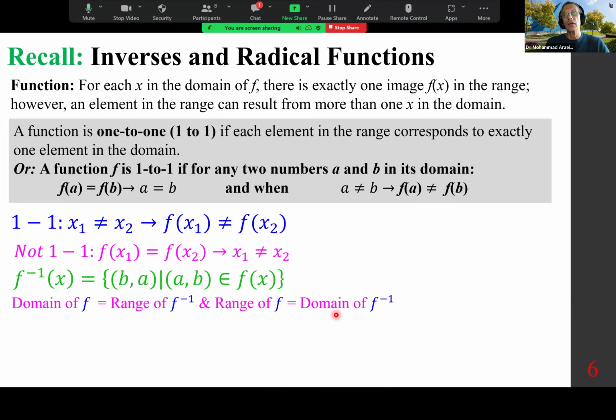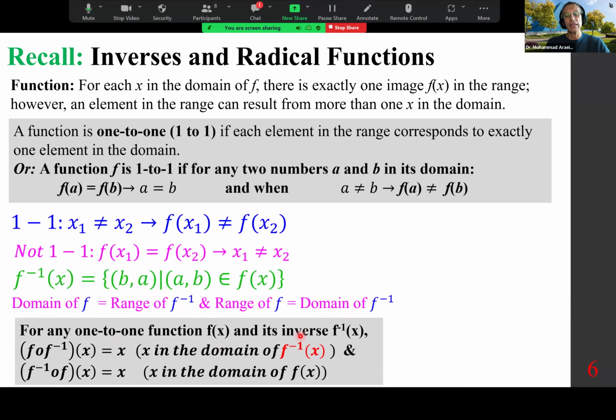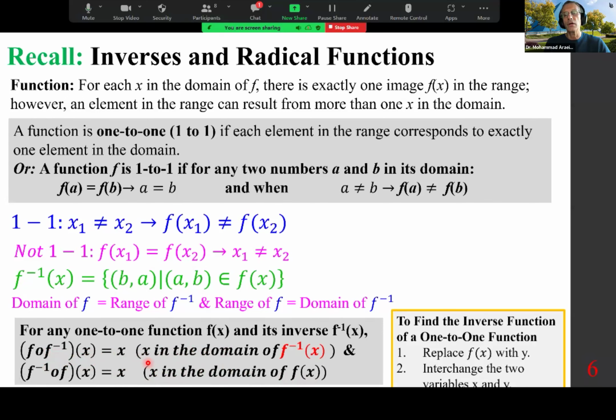Domain and range interchange. For any one-to-one function f of x and its inverse, f inverse, their composite functions are f of f inverse of x equals x, and f inverse of f of x equals x. In the first case, x is in the domain of f inverse, the inner function. In the second case, x is in the domain of f of x because f of x is the inner function when you do the composite function.